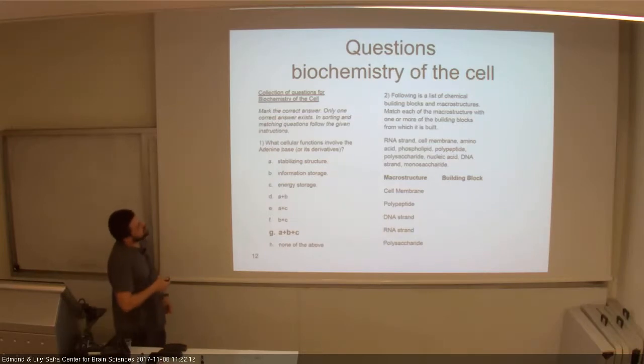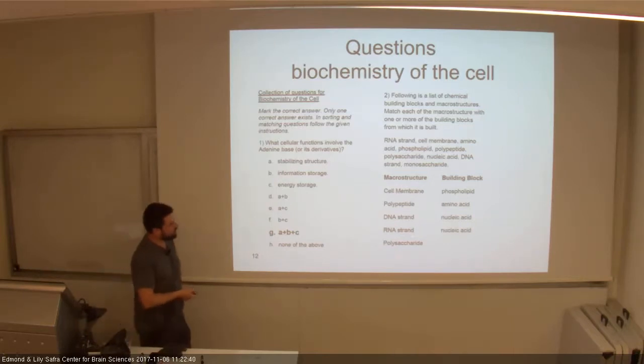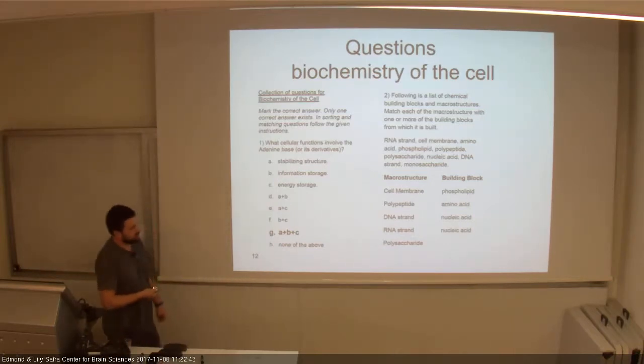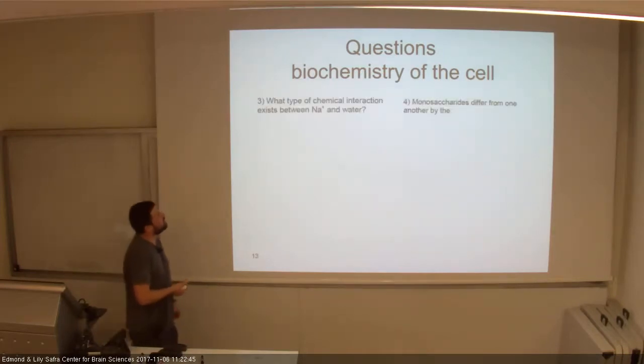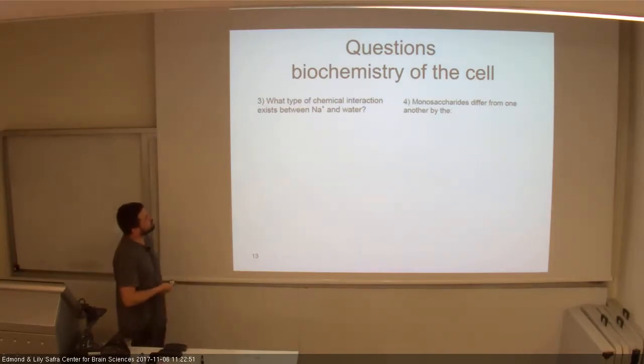Following a list of chemical building blocks and macrostructures, match each macrostructure with one or more of the building blocks from which it is built. So the cell membrane, what is the building block that it's built from? Phospholipids. Polypeptide, from amino acids. DNA strand, nucleic acid. RNA strand, also nucleic acid. And polysaccharides from monosaccharides.